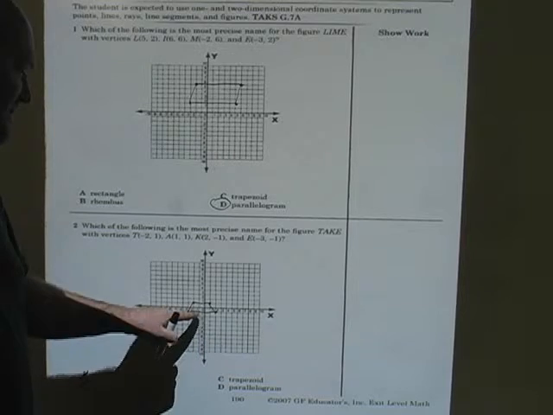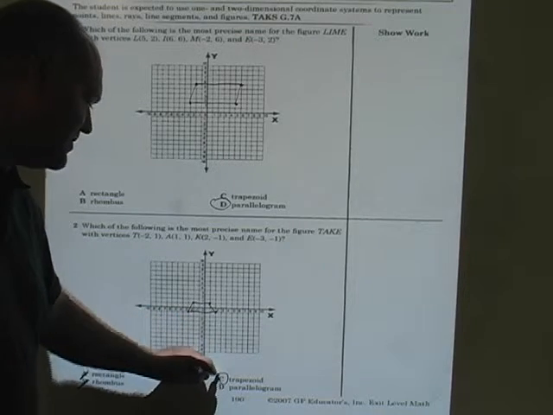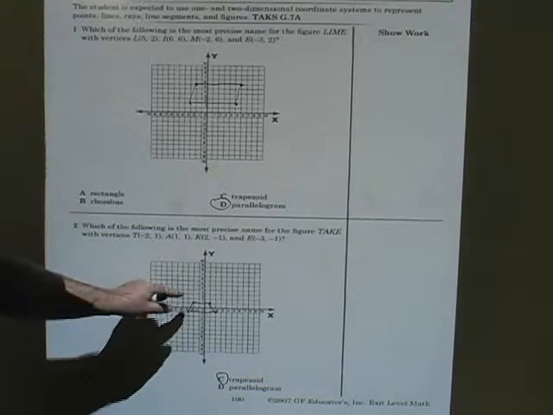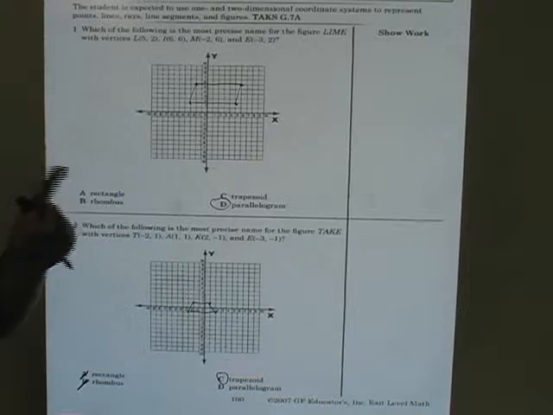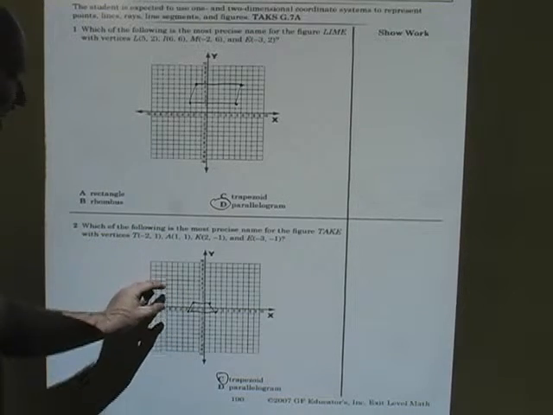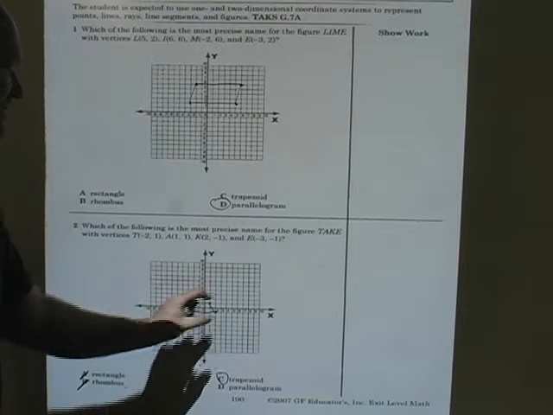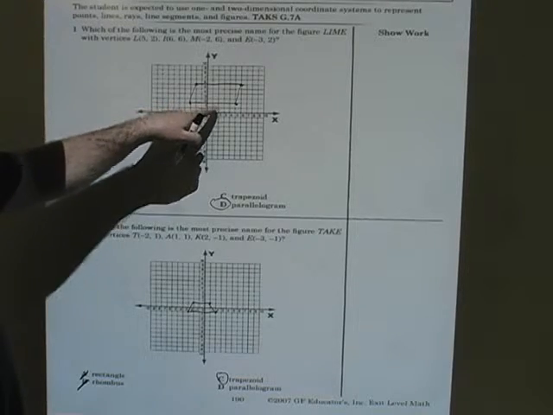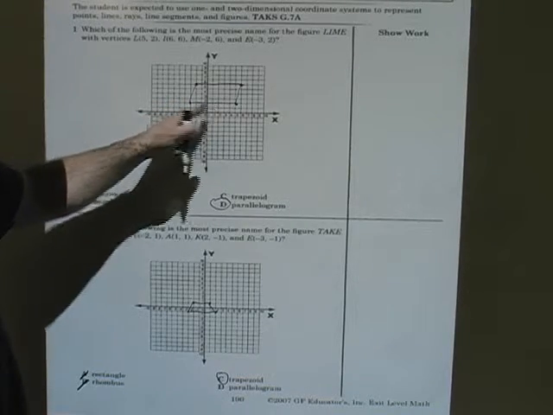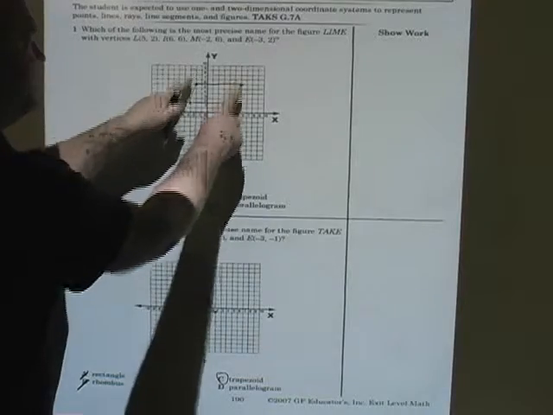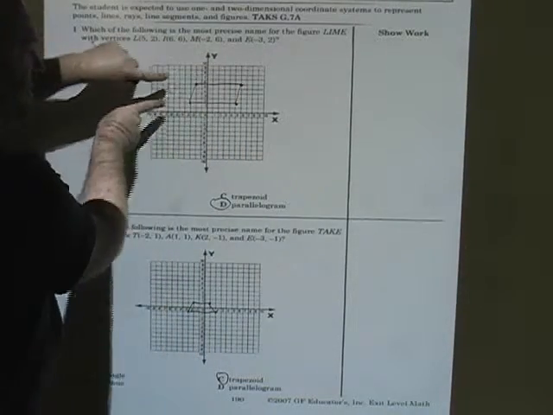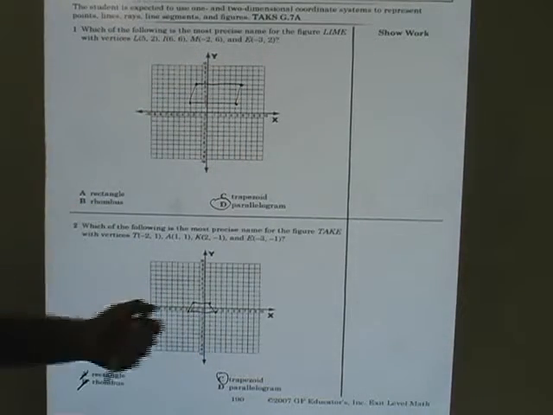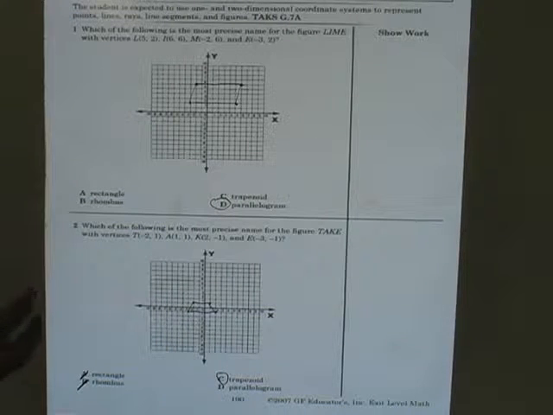Okay, this is the definition of a trapezoid. You have one pair, exactly one pair of parallel sides. Okay, and that's what you have there. Okay. On a parallelogram, you have two pairs of parallel sides. These two sides are parallel, and these two sides are parallel. Same with a rhombus. Both pairs of sides are parallel.